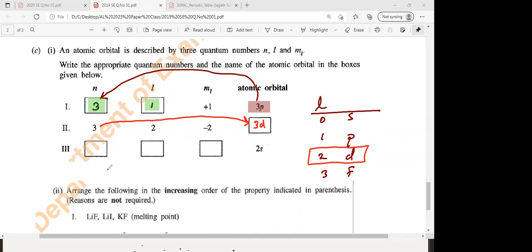The next one, number 3, you are given 2s. 2s means n equal to 2. Look at the screen, it's a different color. So again I'll go from here to here. It's 2 here, principal quantum number 2. L will be 0 and ml also will be 0. Please raise your hand if all 6 blanks are correct. 6 out of 6.